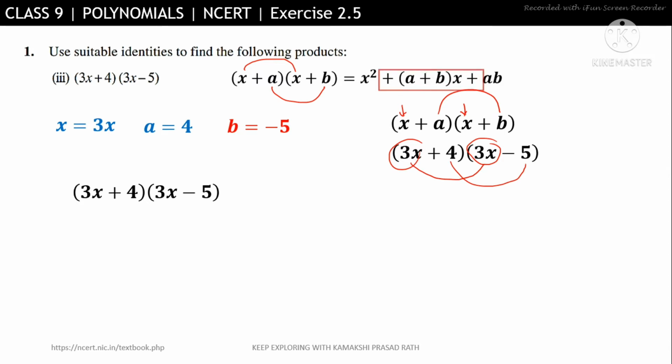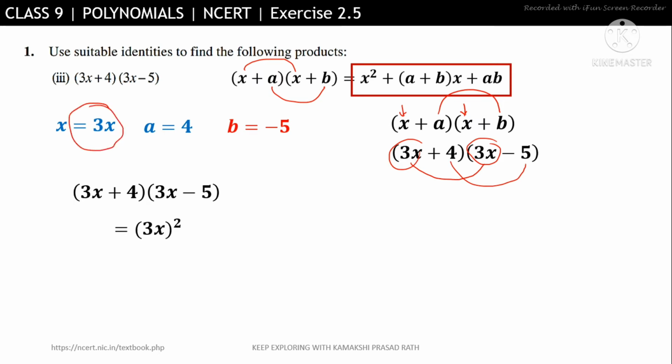Hence now we can use our formula x squared plus a plus b into x plus ab. The first term is x squared, but here for us what is x? X is nothing but 3x. You can see here in place of x we are using 3x. Hence we write 3x whole square. Remember 3x whole square. Then plus a plus b. Now a plus b means 4 plus minus 5. Now 4 plus minus 5 can be written as 4 minus 5. As discussed earlier, 4 plus minus 5 is written as 4 minus 5 multiplied by x.